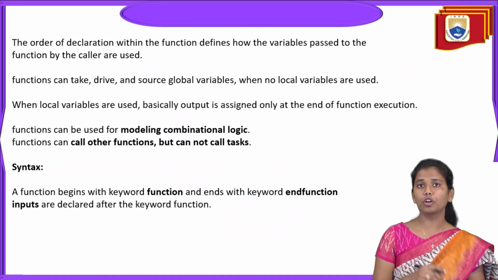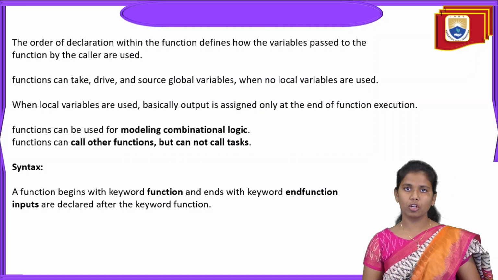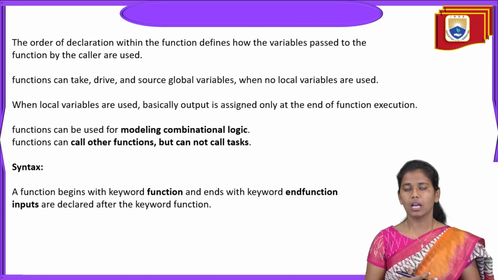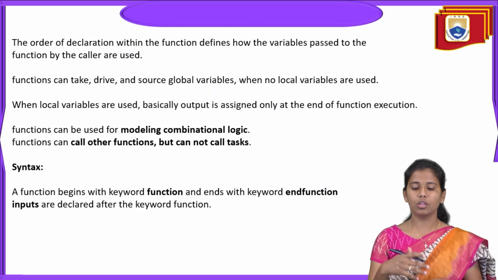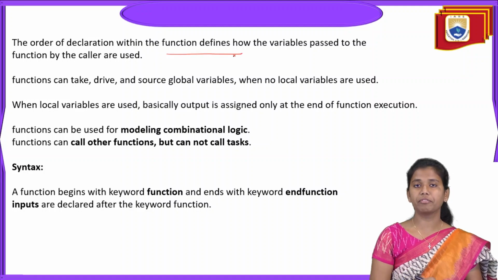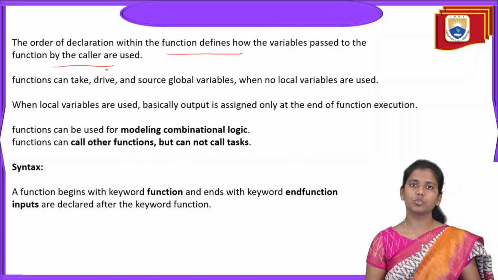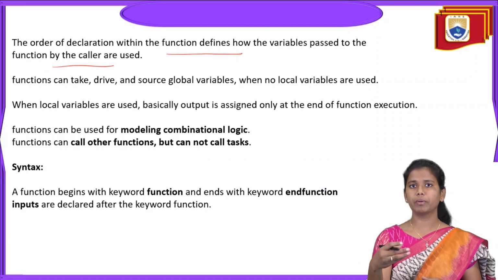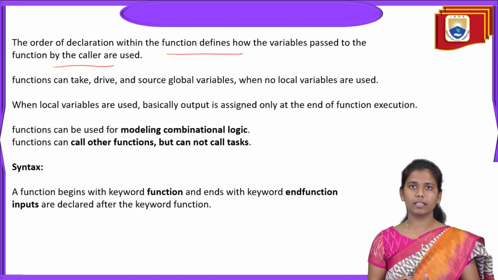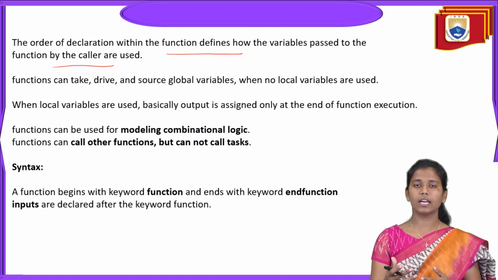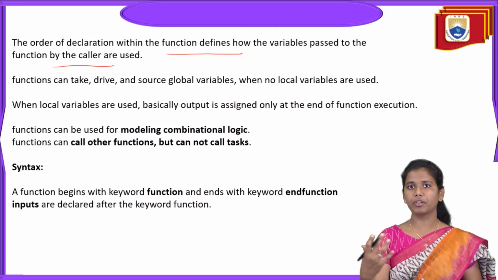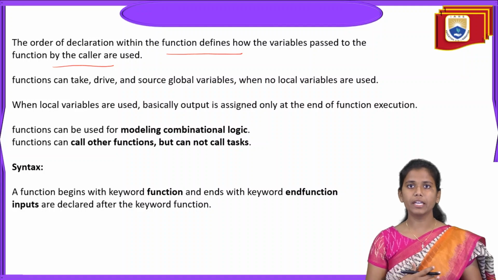Then coming to the order of declaration, how you are declaring your inputs and how you are declaring your outputs. The order of declaration within the function defines how the variables passed to the function by the caller are used. So here the declaration plays a vital role, how you are declaring all the variables. Based on that, the function of a caller can be identified easily.